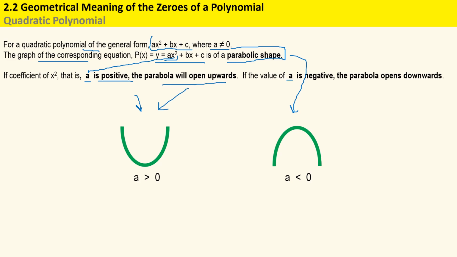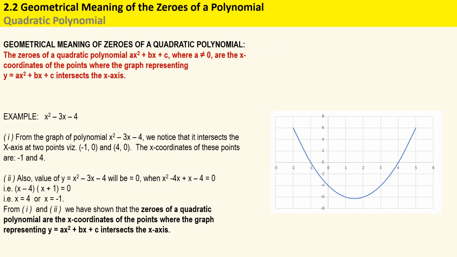And if the value of a, which is the coefficient of x squared, is negative, the parabola opens downwards like this. So we have it here: a less than 0, the parabola will open downwards, and when a is greater than 0, the parabola will open upwards. So what's the geometrical meaning of zeros of a quadratic polynomial?